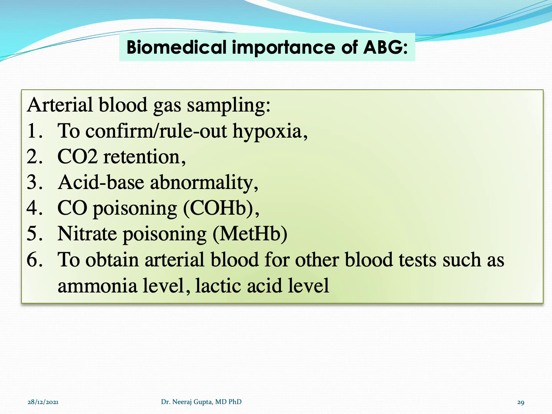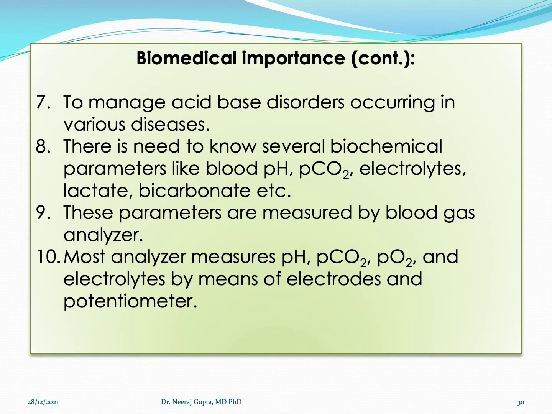So arterial blood gas sampling is done to confirm or rule out hypoxia, that is, the oxygen concentration, carbon dioxide retention, acid base abnormality, carbon monoxide poisoning, nitrate poisoning, and to obtain arterial blood for other blood tests such as ammonia level, lactic acid levels, etc. Also, ABG is used to manage acid-base disorders occurring in various diseases.